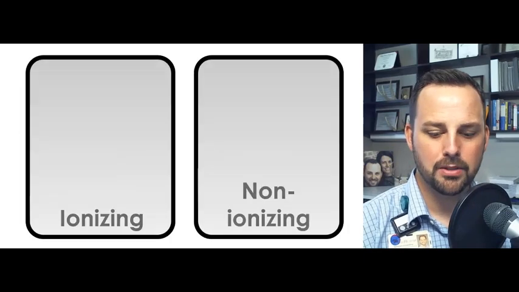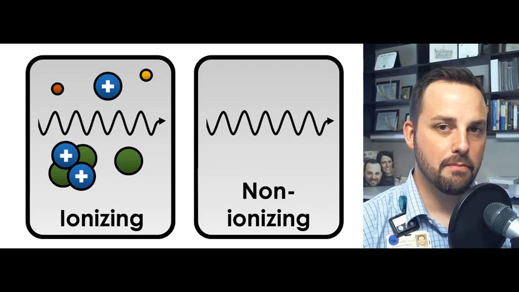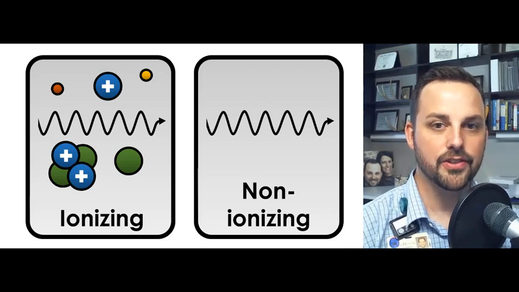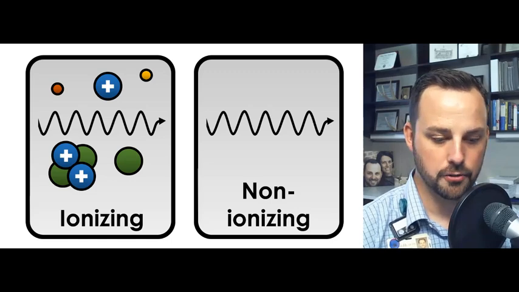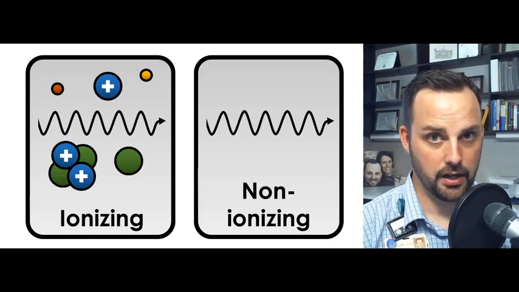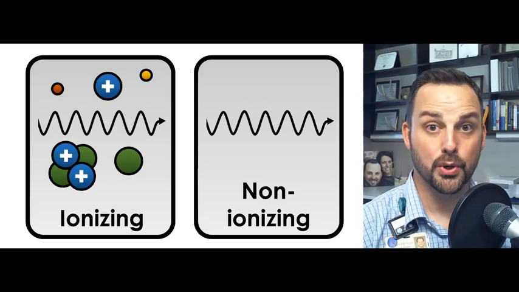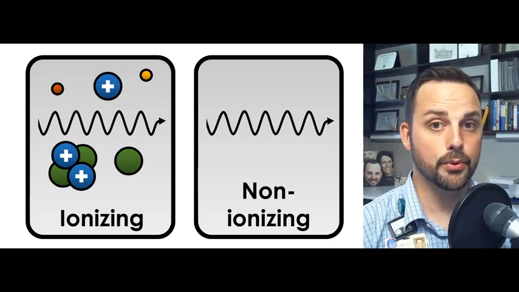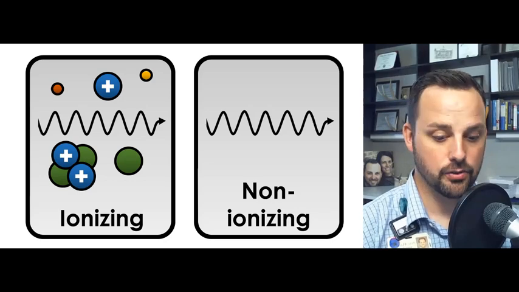So what types of radiation fit into each category? Once again, remember that ionizing radiation has enough energy to liberate electrons and create these charged particles. This includes all of our particulate radiation, such as alpha particles, beta particles, electrons, protons, not photons, but protons, and any other particle that's emitted as radiation.